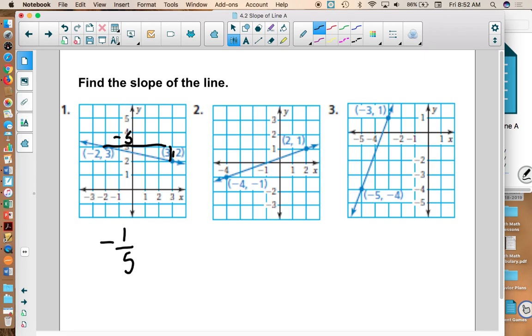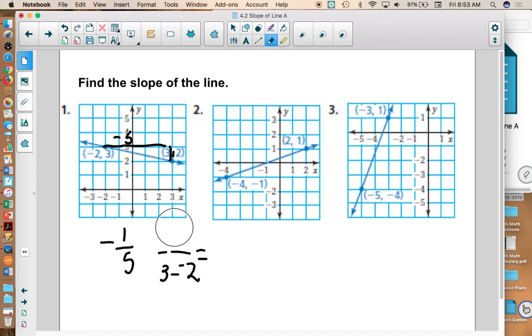Or you should have been able to say 3 minus 2 over 3 minus negative 2. You switched negative 2 minus 3. This is 3 minus negative 2. Oh, I switched those, didn't I? 2 minus 3, thank you. You're right, I did. So when you get that, you're still going to get a negative 1/5, either by counting it or by doing the subtraction. Okay?